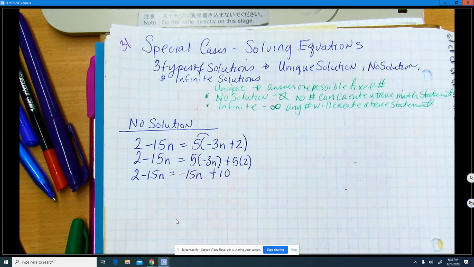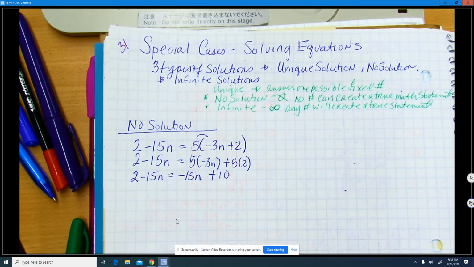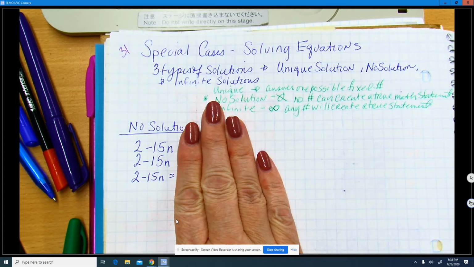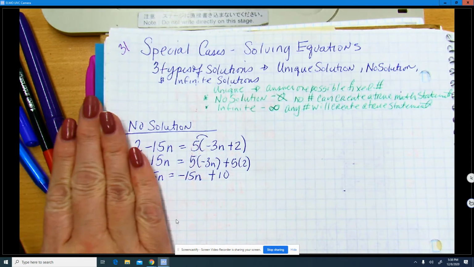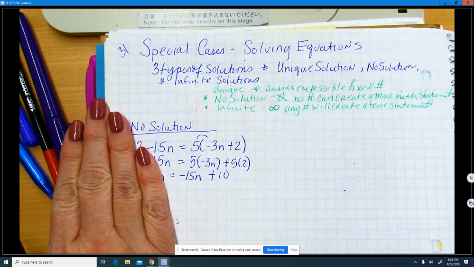So now I'm left with, I look and see, do I have combination? Over here, 2 minus 15n, one's a fixed term, one's a variable term, they will not combine. Negative 15n and positive 10, one's a variable term, one's a fixed term, they will not combine.